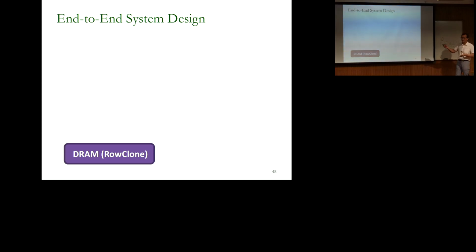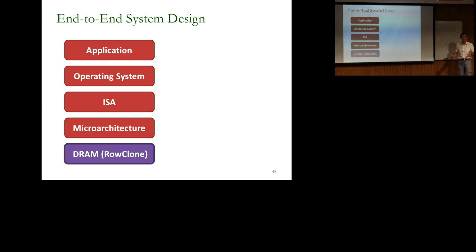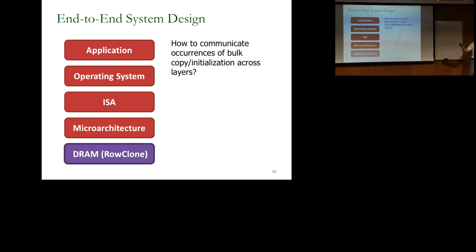Okay, so even an idea like this requires end-to-end system design. Yes, this may require very little modification to DRAM, but applications need to communicate these bulk copy initializations all the way into the DRAM. The good thing is some ISAs already have this. x86, for example, has repeat move S, and you could actually translate all the way into the memory controller, which is good. But if your ISA doesn't have the support, then you cannot do it, of course. And of course, you need to actually find the space in the application to convert them here.